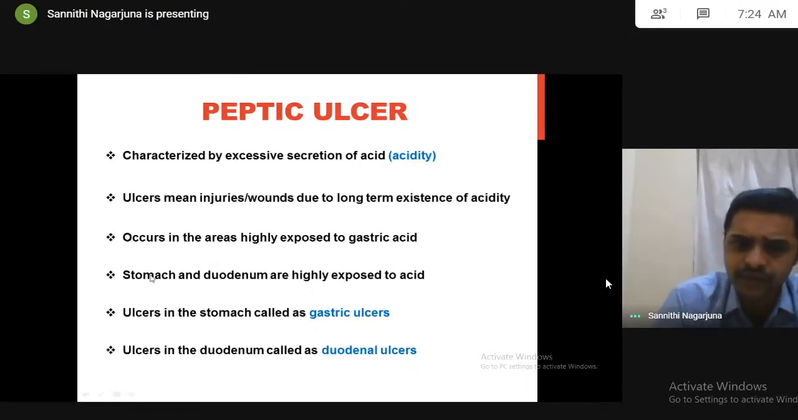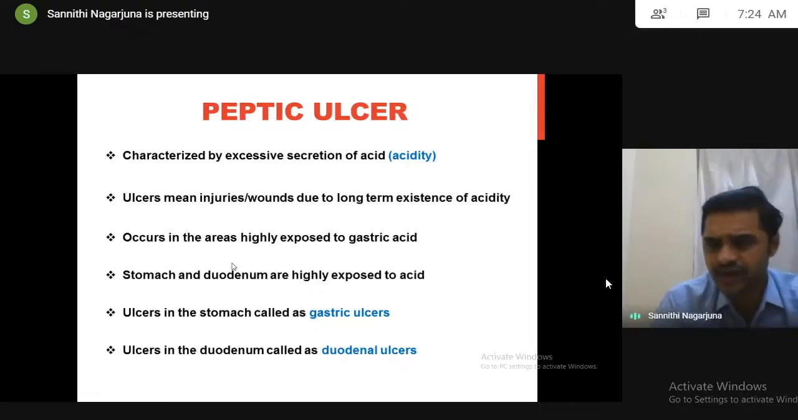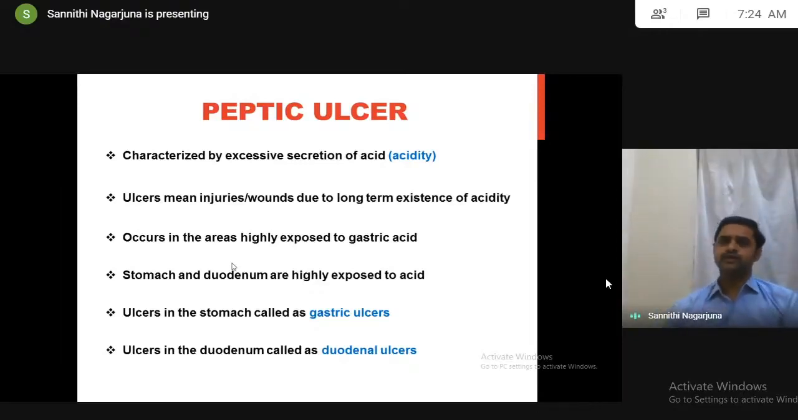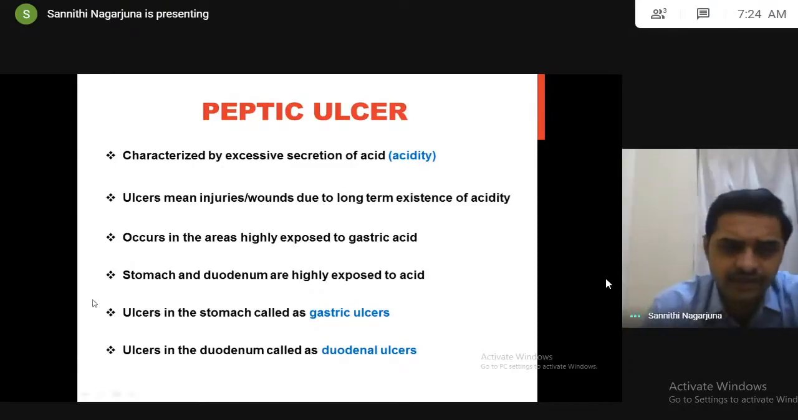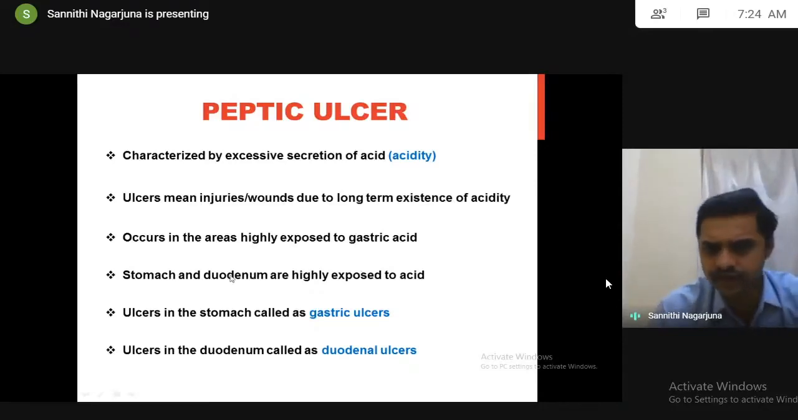Then next to the stomach, what is the next part? Small intestine. In the small intestine, what is the first part? Duodenum. The small intestine has the first part duodenum, next jejunum, next ileum. So which are highly exposed to acid? Stomach and duodenum are highly exposed to acid. Hence, the ulcers take place either in the stomach or in the duodenum.